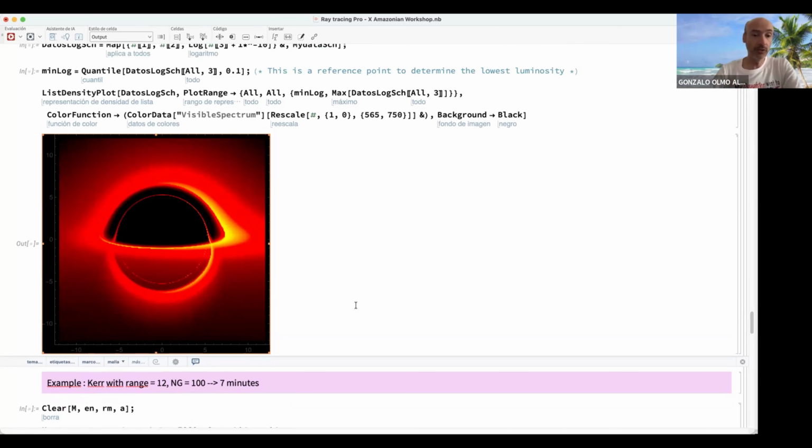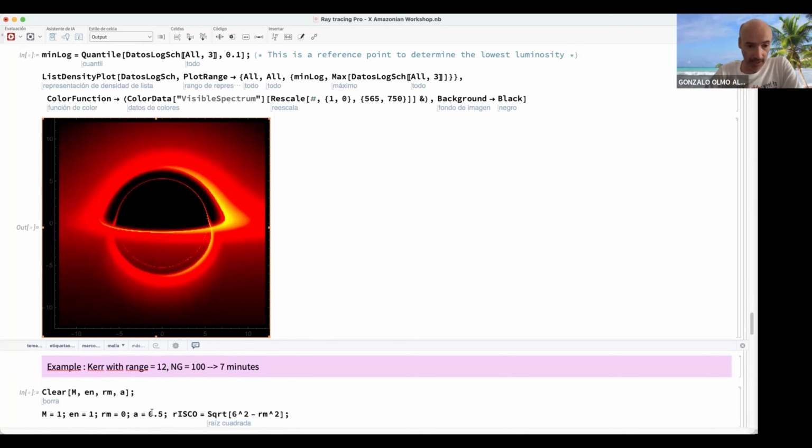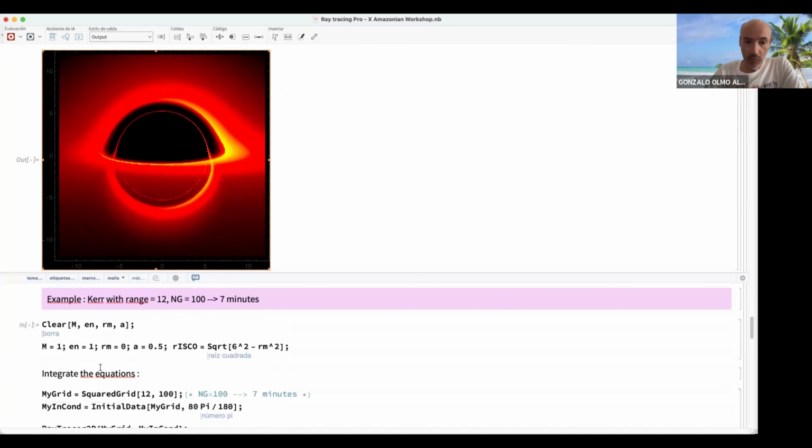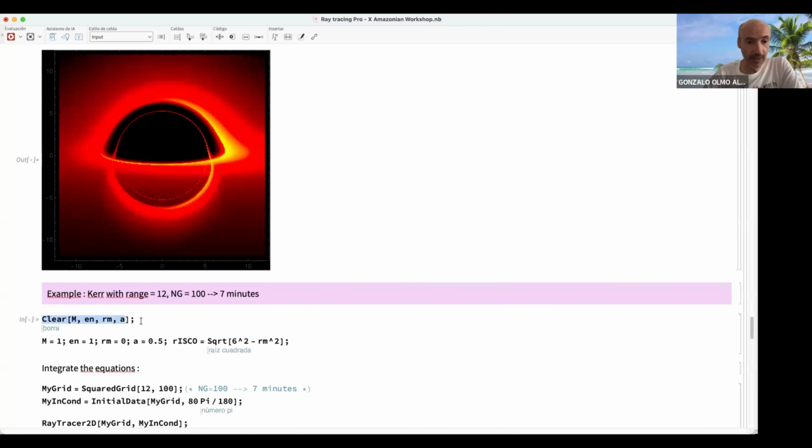And now, just as an illustration, let me consider a Kerr metric. We don't need to close the kernel. Simply clear the data and introduce a non-zero angular parameter for the Kerr metric. I'm not going to execute it because it takes longer. In the Kerr metric we have more elements in the metric, so that means more calculations. For Schwarzschild with 100 ng it takes 4 minutes, for Kerr it takes 7 minutes.